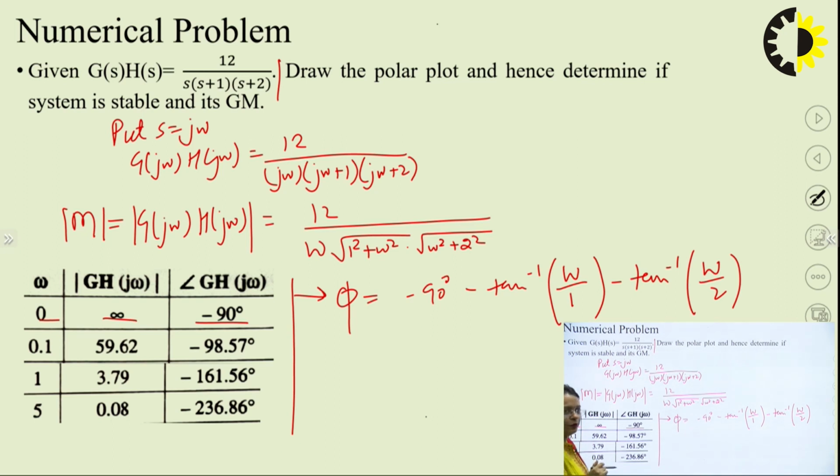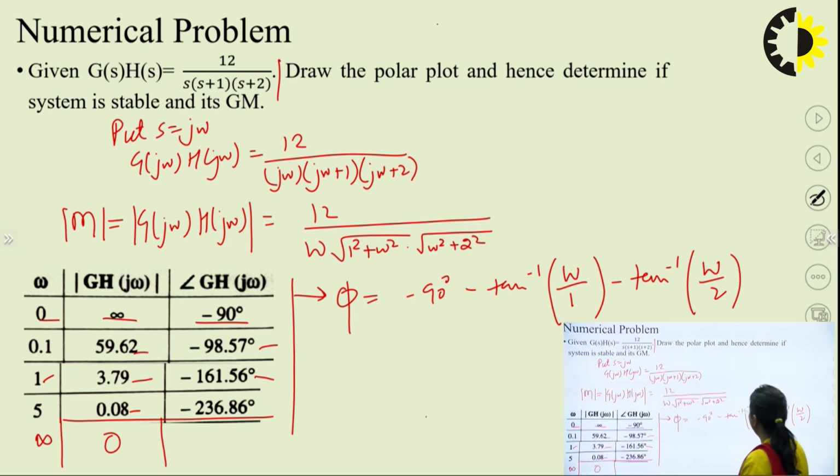And if I put ω equals 0.1, the magnitude is 59.6 and the angle is minus 98.57, right. And if ω equals 1, the magnitude is 3.79 and the angle is coming out to be minus 161.56 degrees. And when ω equals 5, the angle is minus 236.86 and the magnitude is 0.08. Now, if ω equals infinity, then the magnitude is something upon infinity, which is 0, right? And the phase angle will be minus tan inverse infinity, which means 90 degrees. So, minus 90, minus 90, minus 90, that means minus 270 degrees will be the phase angle, okay.